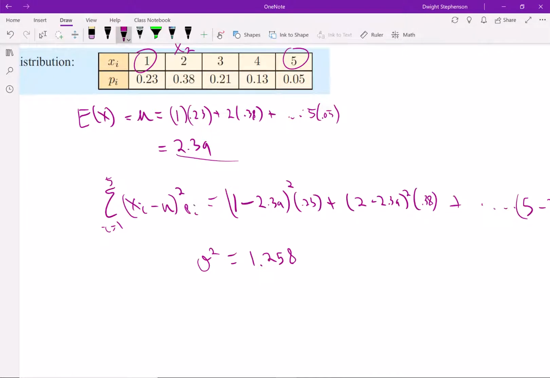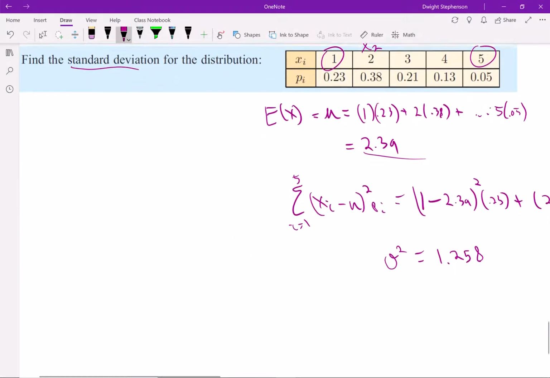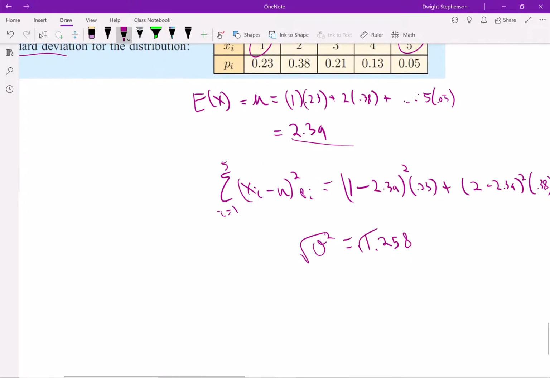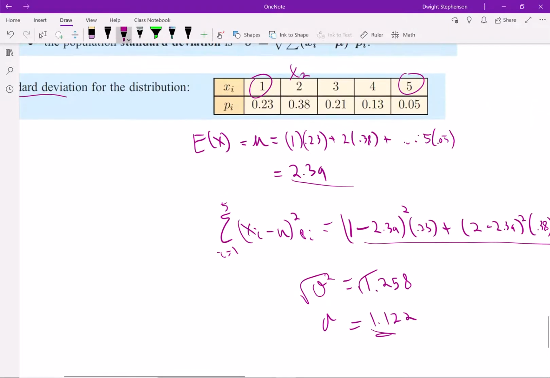And again, this is our variance, which is the standard deviation squared. So to find the standard deviation, which is what this is asking for, we just have to take the square root of this, right? Again, if you just do this on your calculator, you'll get 1.258, and if you take the square root, you get 1.122. And this is our standard deviation, right? Remember, standard deviation is basically telling you on average how far each data point is from the mean, right? So on average, each person is about 1.12 away from the mean.